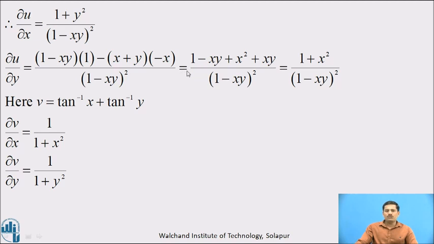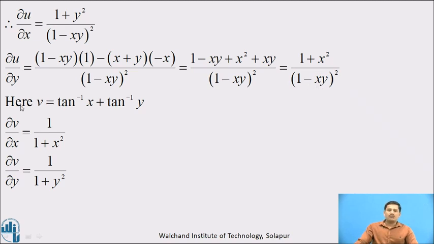It is equal to: multiplying 1 to this bracket is the bracket itself, 1 minus xy, and this minus minus becomes plus. Multiplying by x to this bracket we get plus x square plus xy. Now here again minus xy and plus xy will be removed. The final answer is (1 plus x square) upon (1 minus xy) whole square.